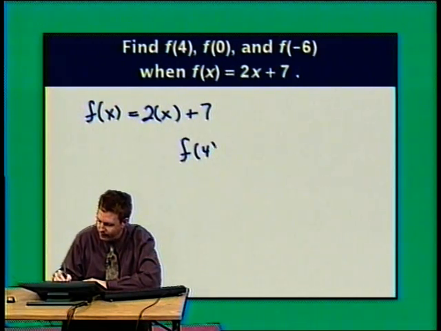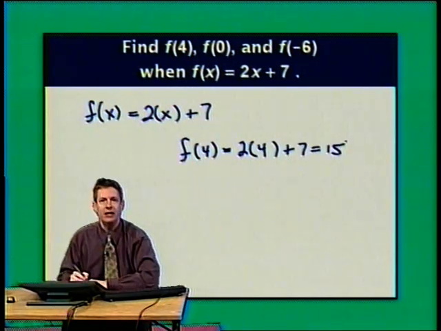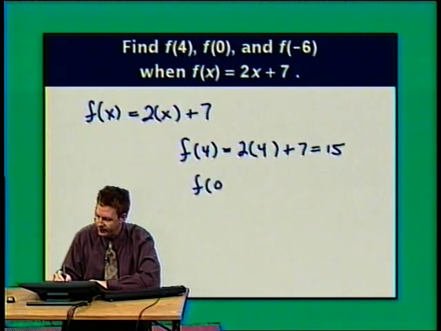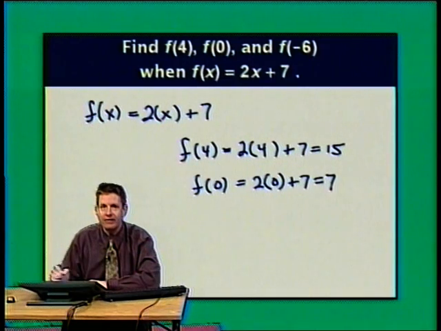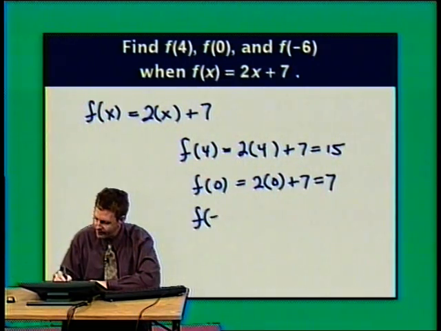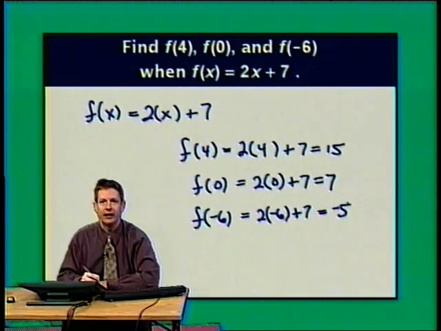So f of 4 is going to be 2 times 4 plus 7, which is 15. F of 0 is going to equal 2 times 0 plus 7, which is 7. And f of negative 6 is equal to 2 times negative 6 plus 7, which is negative 5.